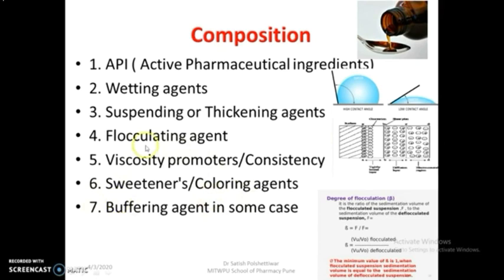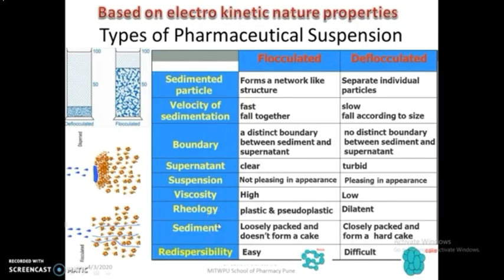So next we see the difference between flocculated suspension and deflocculated suspension. Then next we see the flocculating agents. Examples of flocculating agents are multivalent cations such as aluminium, iron, calcium, or magnesium. Then next we see the deflocculating agents. The examples of deflocculating agents are polyphosphate, lignosulfonates, and water soluble synthetic polymers. So at last we see the suspension stability, evaluation of suspension stability and degree of flocculation.